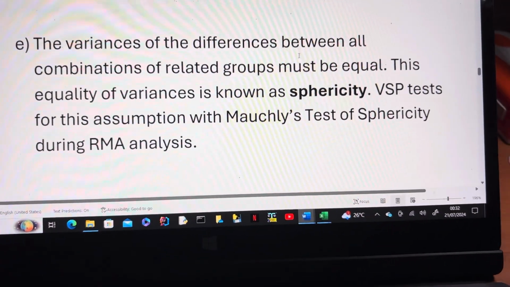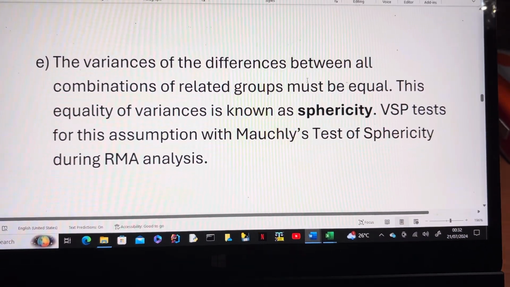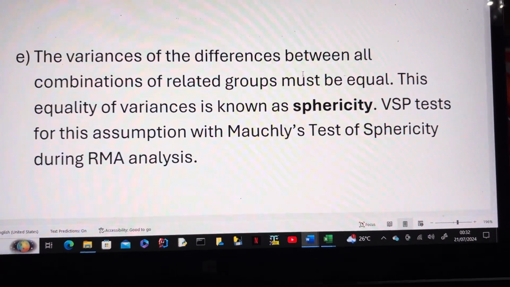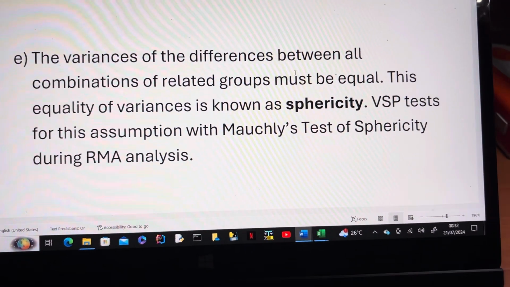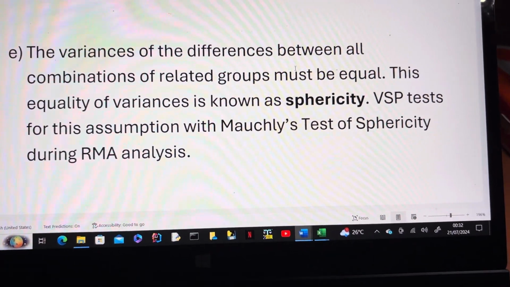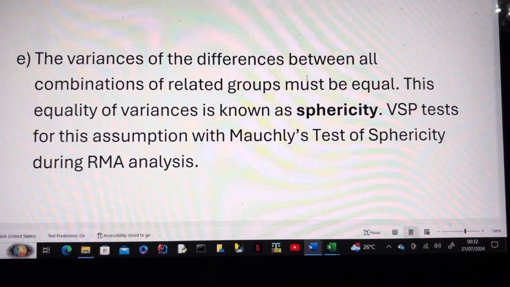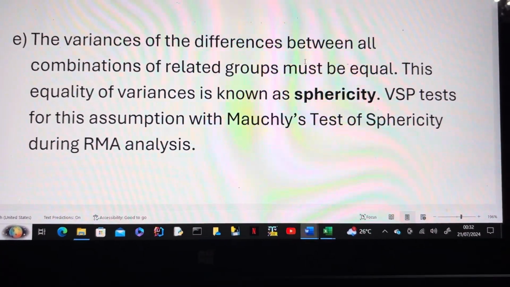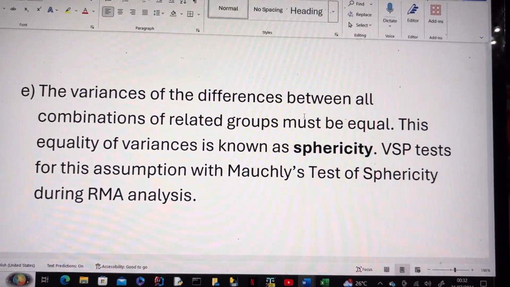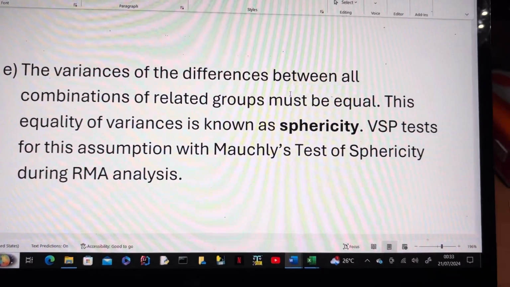Now, the fifth one is that the variances of the differences between all combinations of related groups must be equal. This equality of variances is known as sphericity. VSP tests for this assumption with Mauchly's test of sphericity during RMA analysis.